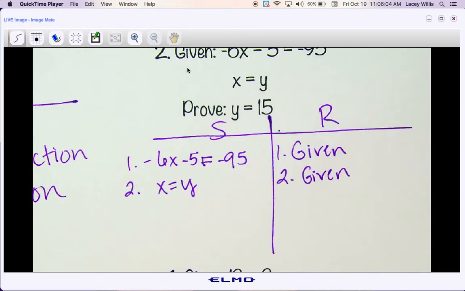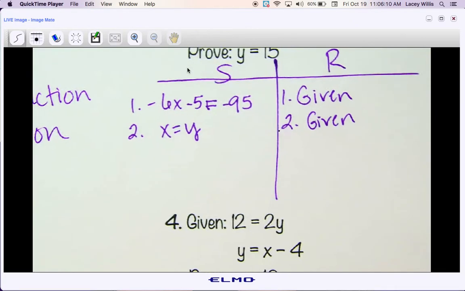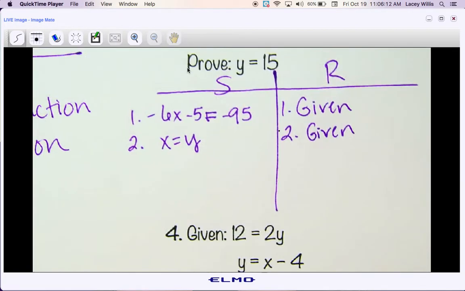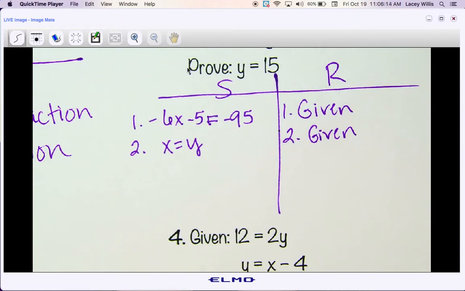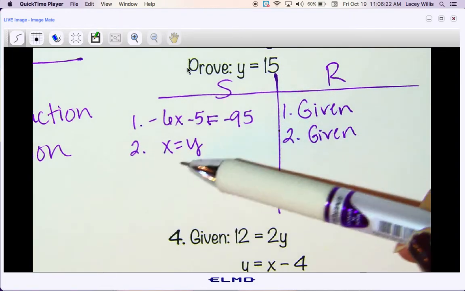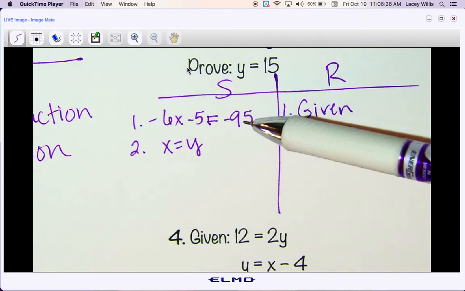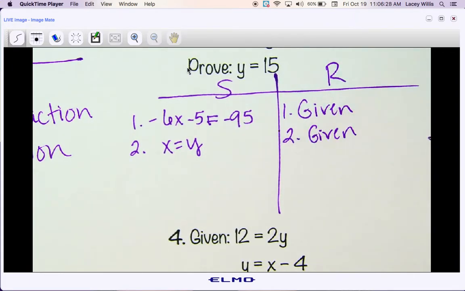So look at our goal. It says y equals 15. Can you solve that equation and just solve it and get to the goal? No. Why not? There's no y in this equation, right? But this given tells us that x and y are the same. So what could I do to this equation? Turn x into y. Good.